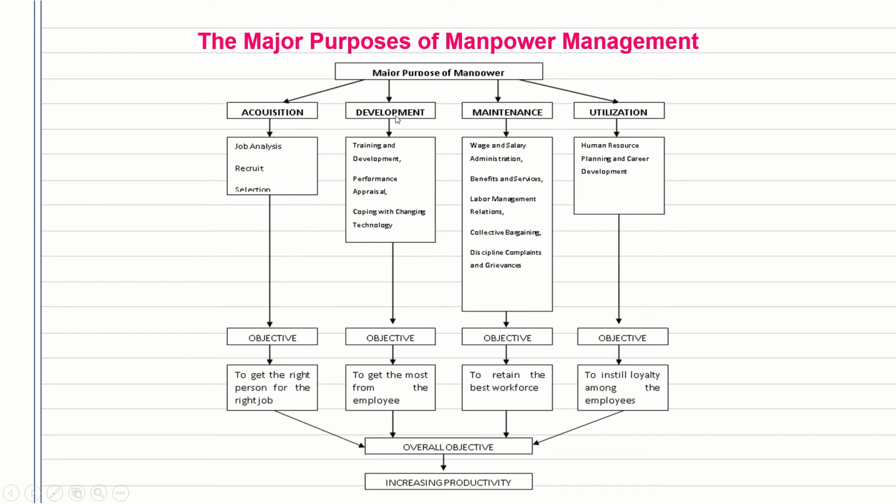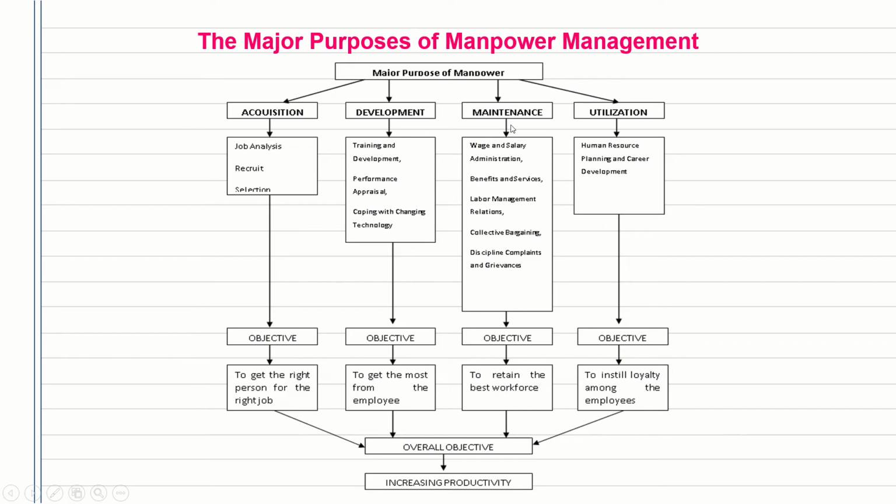The second purpose of manpower is development. This includes training and development, performance appraisal, and coping with changing technology. Now, the objective for this is to get the most from the employee. Since you already acquired them, now you hope to get the right person for the job. And for you to be able to let them finish the task, you need to train them to get the most of their skills and talents.